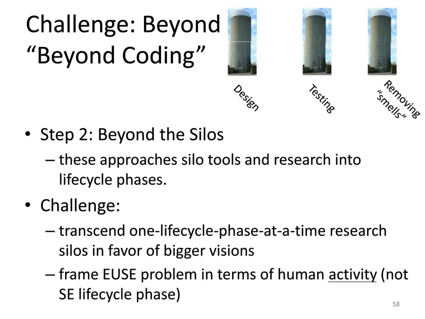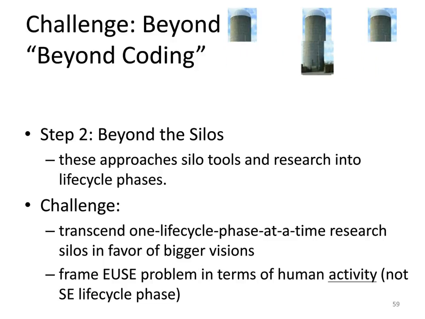So that's step one. And then step two, what we need to do is somehow take those ideas and transcend the one lifecycle phase at a time research silos in favor of bigger or cross-cutting visions. And one way that I can see to do that is to frame end-user software engineering problems in terms of human activity, not just software engineering lifecycle phase. So basically, the challenge is to get beyond coding.